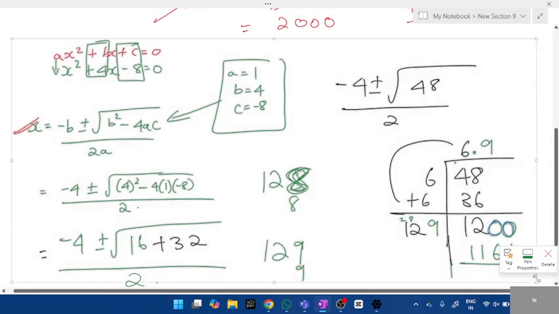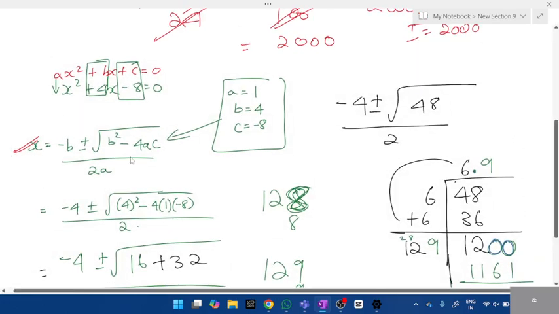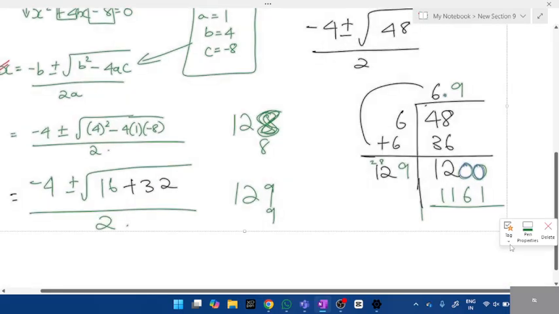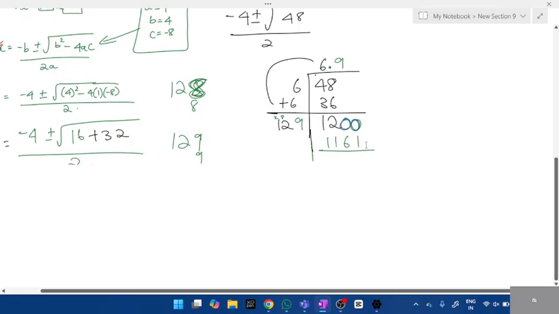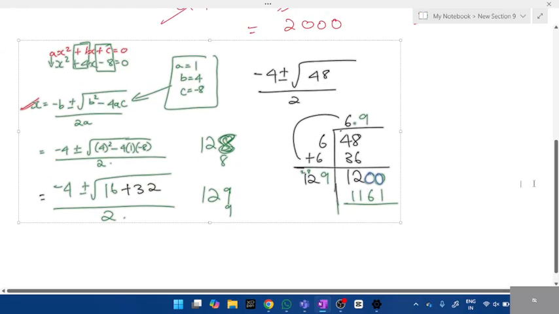All of you got 129 into 9, which gives 1161. And what's the remainder we have? What's the remainder? No, remainder is 59. No, 39. 39. Right?